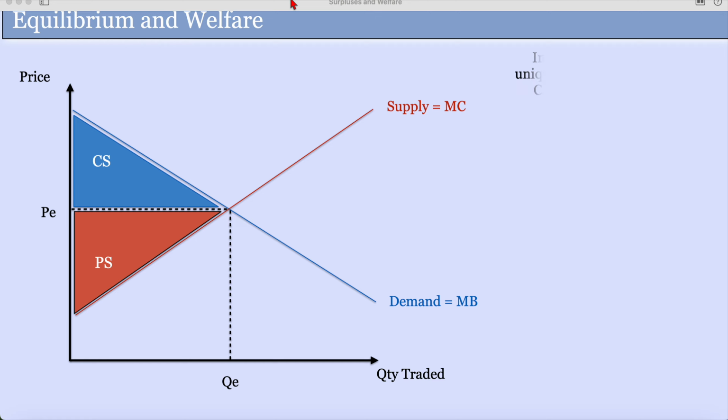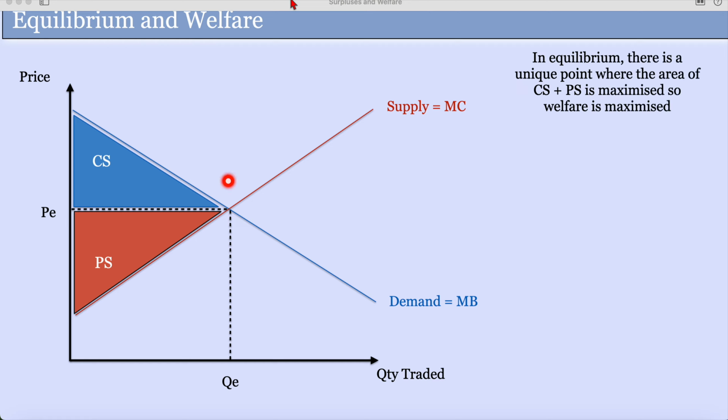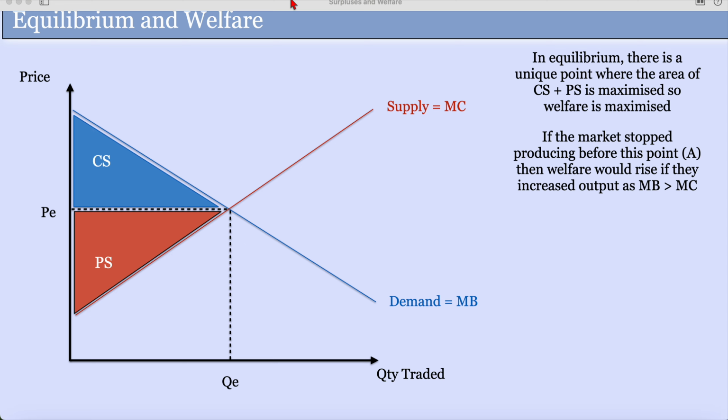Okay, so if you get to this wonderful equilibrium point here, then what we're saying is it's a very unique point because you have now maximized the amount of surplus, both the surpluses together, and so that's when your economic welfare is maximized at this equilibrium point here. So one way to see that is, well, what happens if your market stopped producing below that point, let's say point A? Well, let's have a little look at point A.